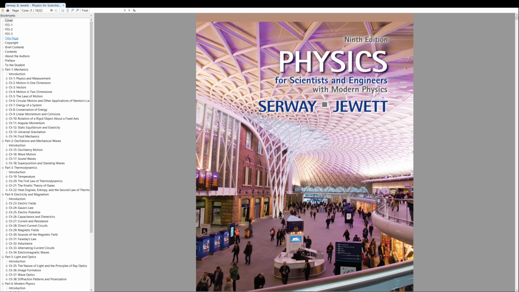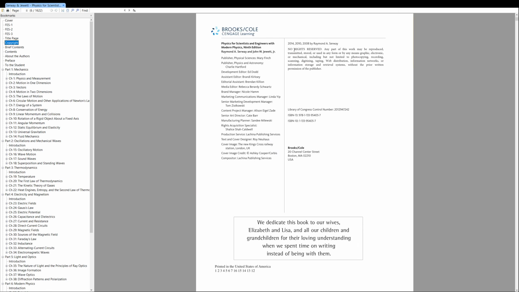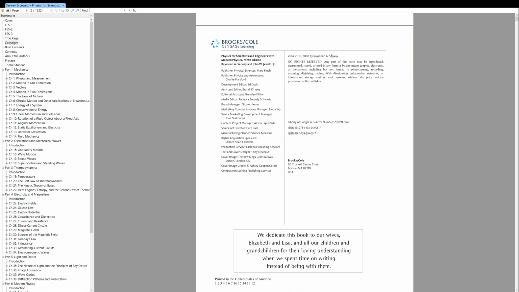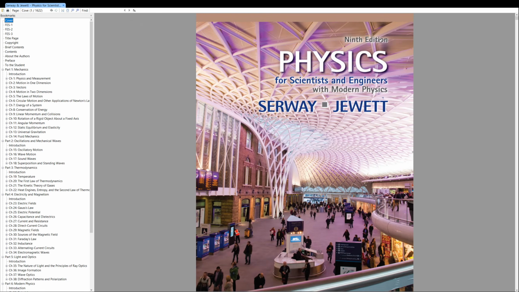This book is special because if we go to the copyright page, you can see it says no rights reserved. Any part of this work may be reproduced, transmitted, shared, stored, or used in any form or by any means, graphic, electronic, or mechanical, including and not limited to photocopying, recording, scanning, digitizing, taping, web distribution, information networks, or information storage and retrieval systems without the prior written permission of the publisher. So this version of the book is 100%. I can distribute a PDF of this. You can download it. There's absolutely no limits.